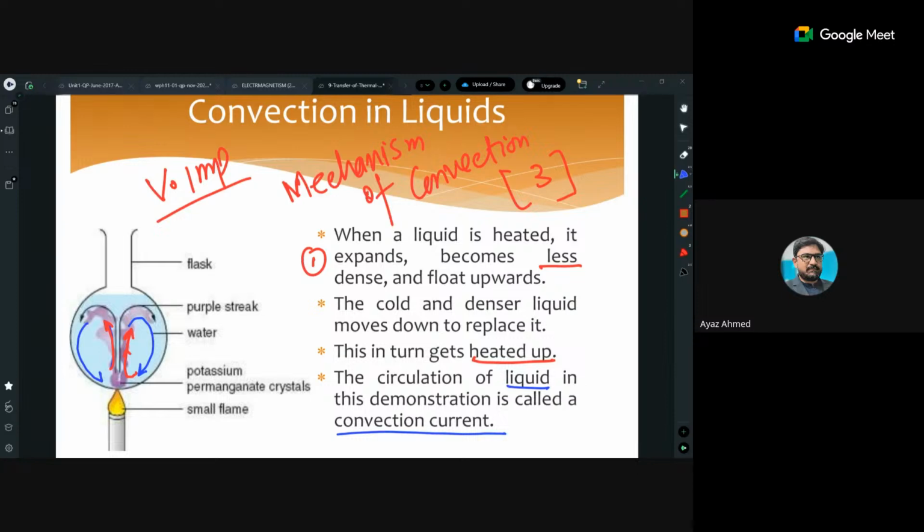And when they move apart, their density decreases. When their density decreases, they move upward. When they move upward, they create a space, and the denser molecules move down, and they get heated. Again, they follow the same procedure. This causes a bulk movement of the molecules that is called convection current. Okay? You will most probably score 3 marks. If it is asked for 4 marks, you can write four of these points.